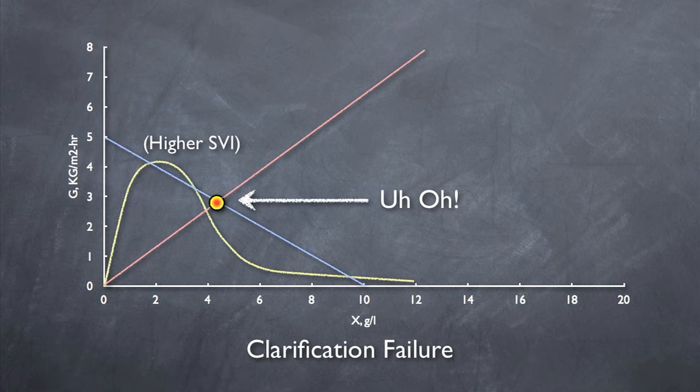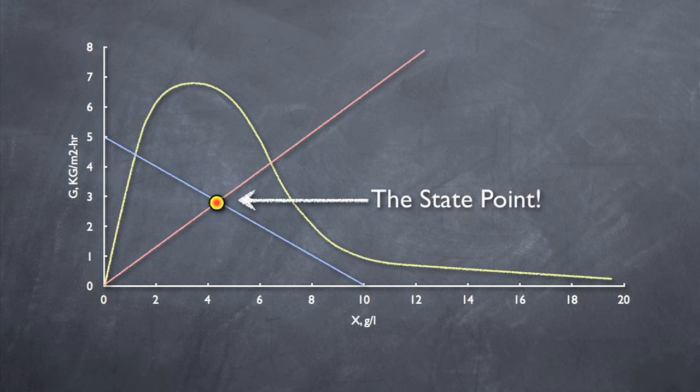This could be caused by increased flows, not enough RAS flow, a high SVI, or a combination of any of them. It is not a good place to be. At this point, the clarifier is not doing its job at all. However, getting the state point under the curve isn't the only goal. In order to ensure proper thickening of the sludge, we want to make sure that the entire underflow rate line to the right of the state point falls under the settling curve as well.